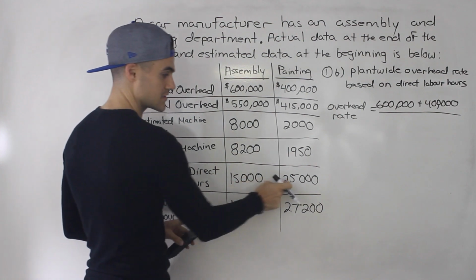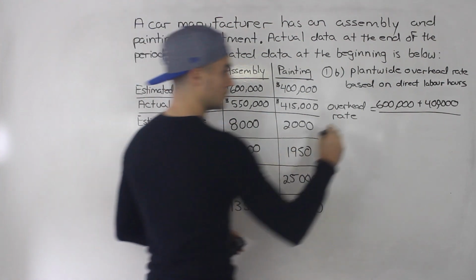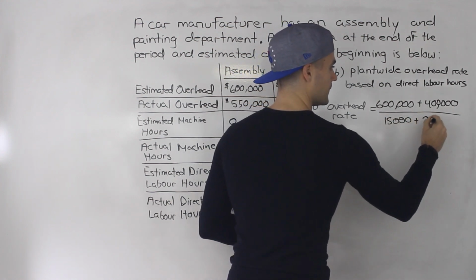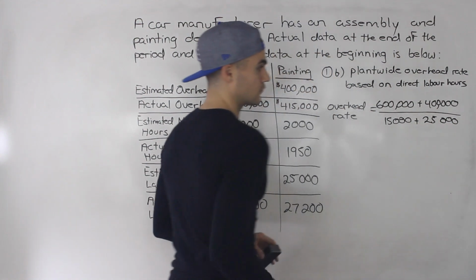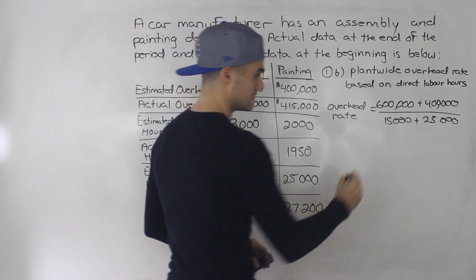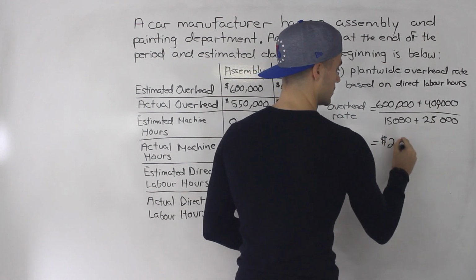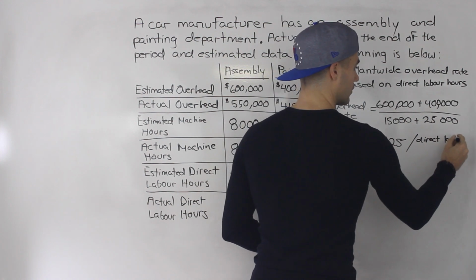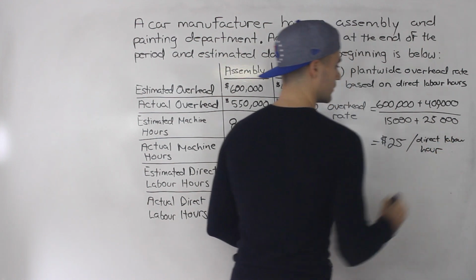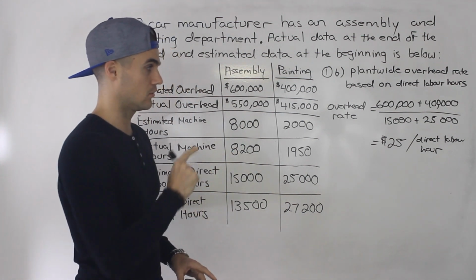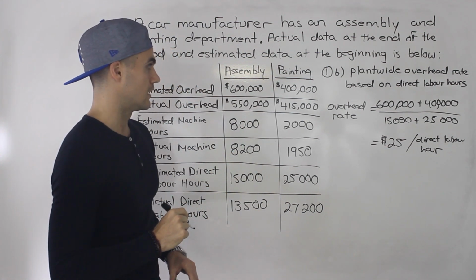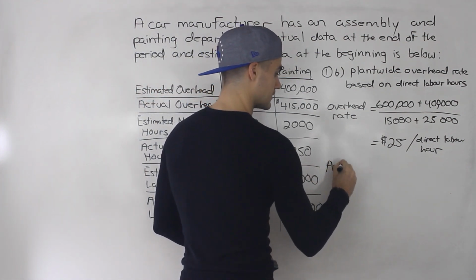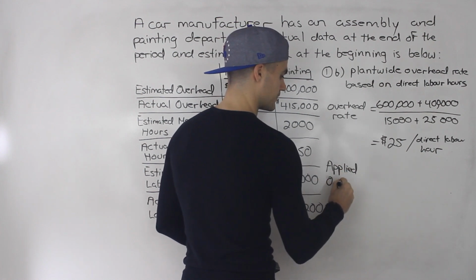So we're going to total these up since we're looking at it for plant-wide, which is 40,000. I'll actually just split it up here, and these total 40,000. So 1,000,000 divided by 40,000 gives us $25 per direct labor hour. So we're applying overhead now based on direct labor. We got our overhead rate, and now we can calculate what our applied overhead is going to be.